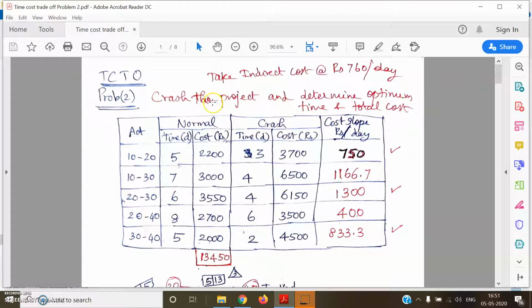Hello, good evening, students. Today we will see the second problem in time cost trade-off. Okay, TCTO indicates time cost trade-off. So hope you have already gone through the first problem on time cost trade-off.